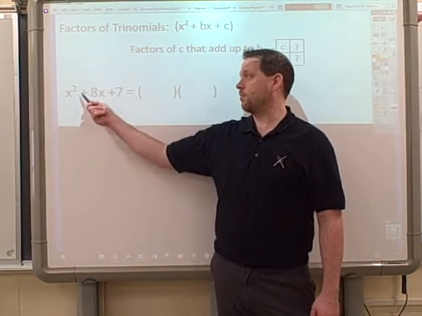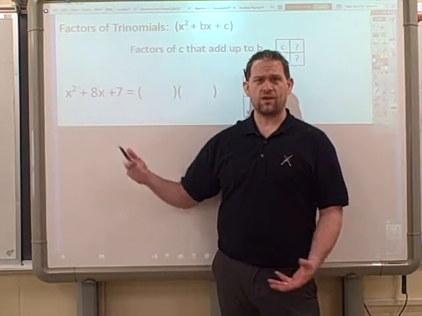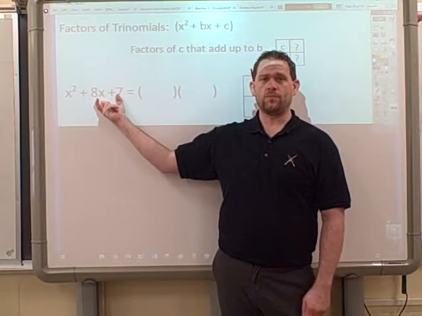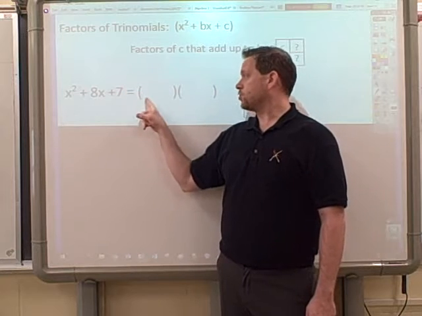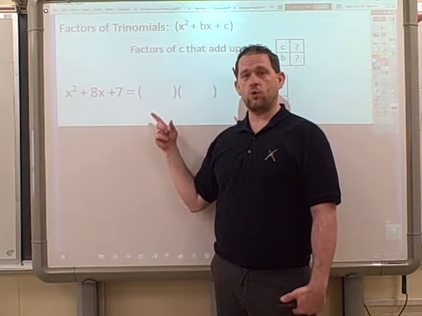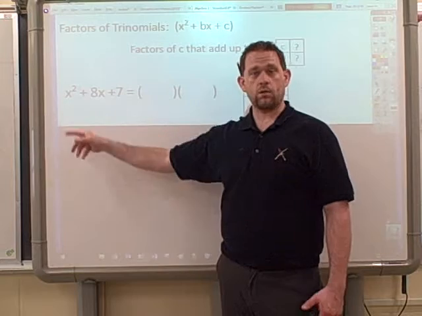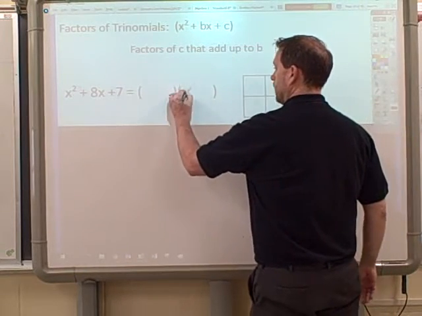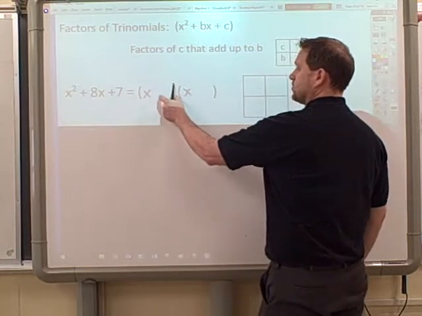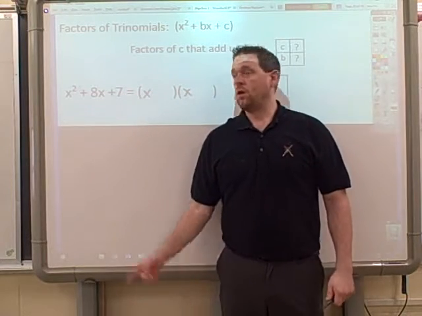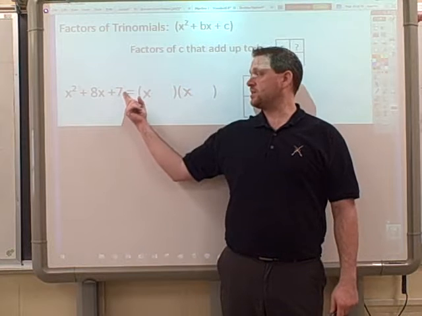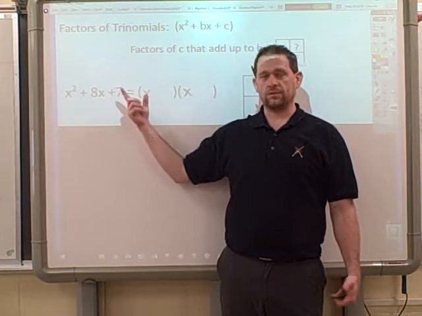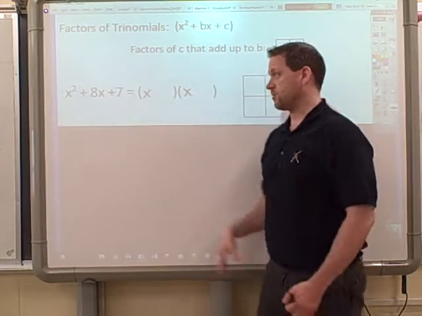Here's our problem, x squared plus 8x plus 7. What are the factors of that? It's two binomials that we multiply together to get that trinomial. Now, the first term in each binomial are the factors of x squared. X squared's factors are x and x. So I can fill that out, x and x, right? But the second term in each binomial are factors of c. In this case, c is our 7. But there are specific ones that add up to b. In this case, there's only one set of factors of 7.